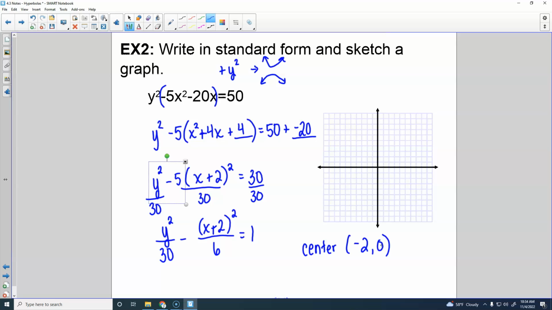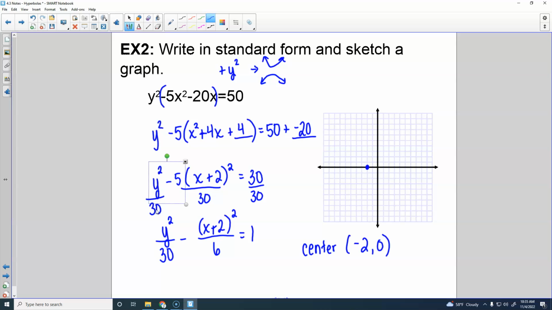Yes, so the negative there makes it a hyperbola instead of an ellipse. It does not do anything to where your center is at. So you still just look at the number inside of the parentheses there and use the opposite. Good question on that. So center is at -2, 0. That is right here. This one opens up or down, so that means we need to be moving up or down the square root of 30.